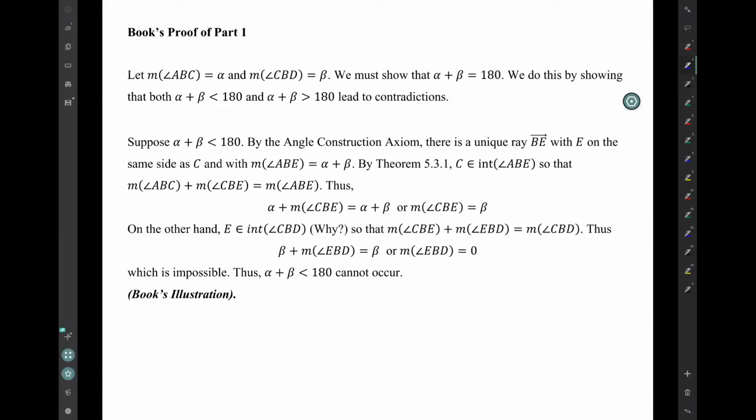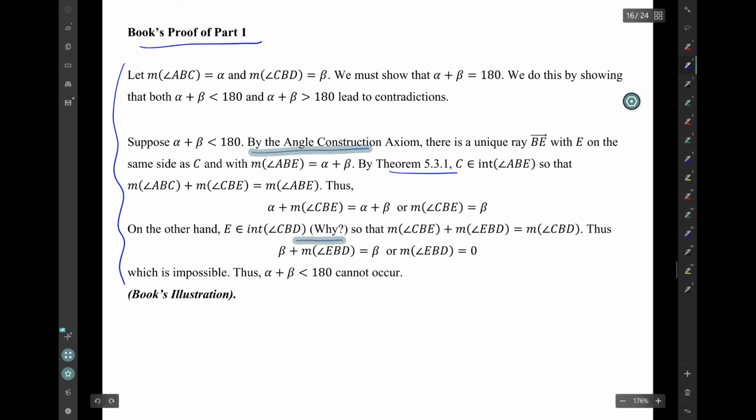Now here's the book's proof of part 1. I've just typed this right out of the book. Notice it actually has some justifications by this theorem, but here there's a key step where it says why is something true. But notice that there is not much space in this proof.